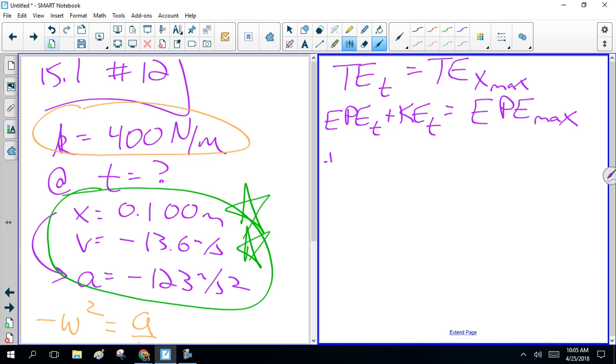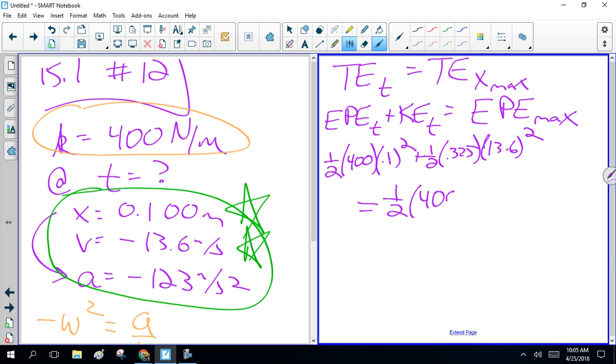So you get 1/2 k, k is 400, x at time t is 0.1, don't forget to square it, plus 1/2 the mass we just found, it's 0.325. The velocity is 13.6, don't forget to square it. The negative doesn't matter because it's going to square out. Equals 1/2 k times x squared, and then you solve for x and you're done. Follow?